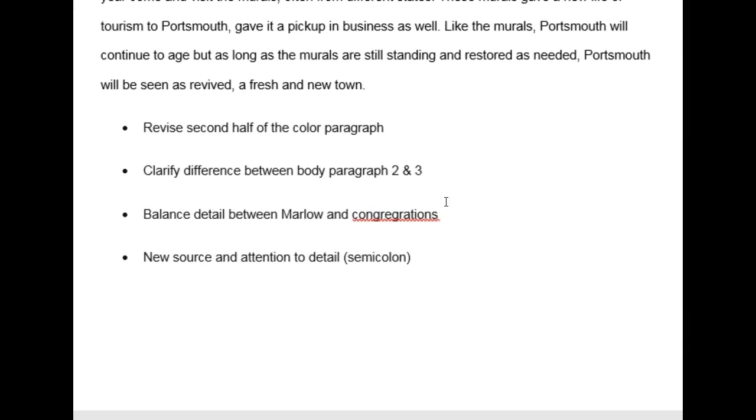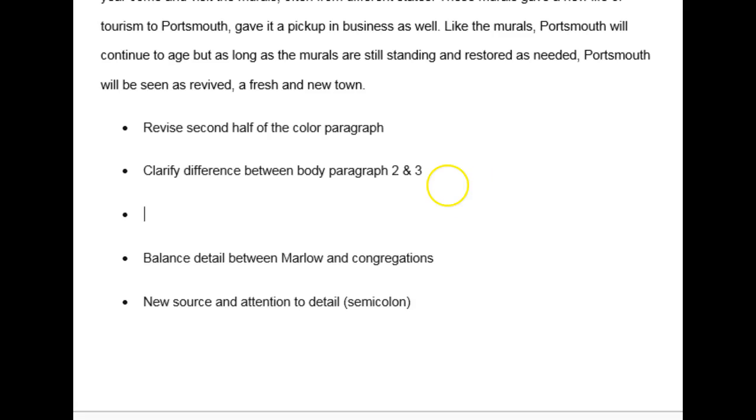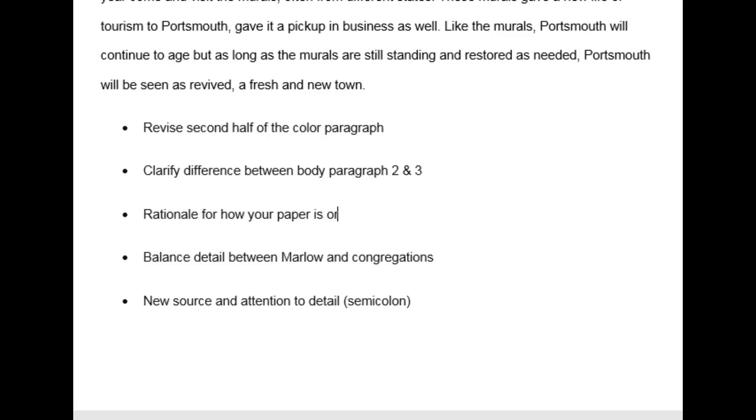Just to recap, I think revising the second half of the color paragraph, there's some material there that doesn't seem to relate to the first half of that body paragraph. Clarifying the difference between the second and third body paragraphs, I think that's maybe not as big of a priority. One thing that is missing in here is having a rationale for how your paper is organized and making that rationale a bit more evident for us as readers.